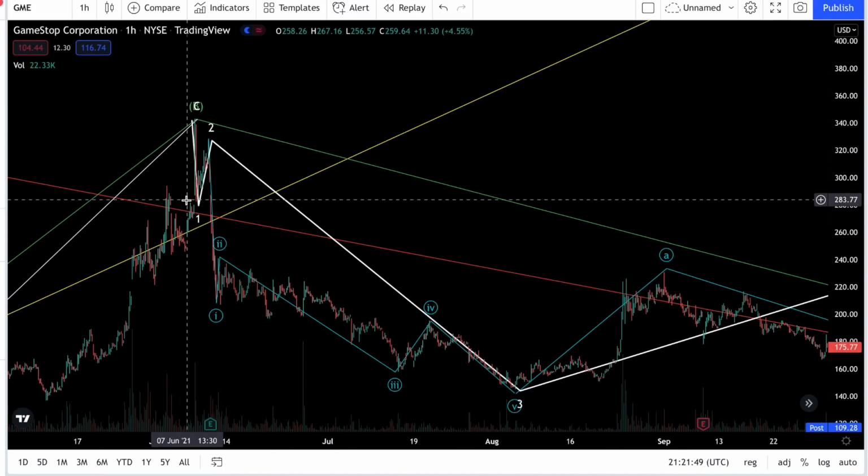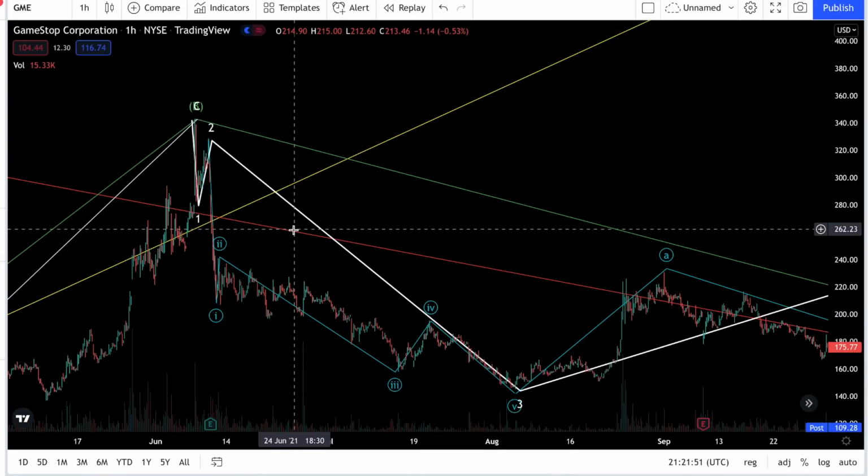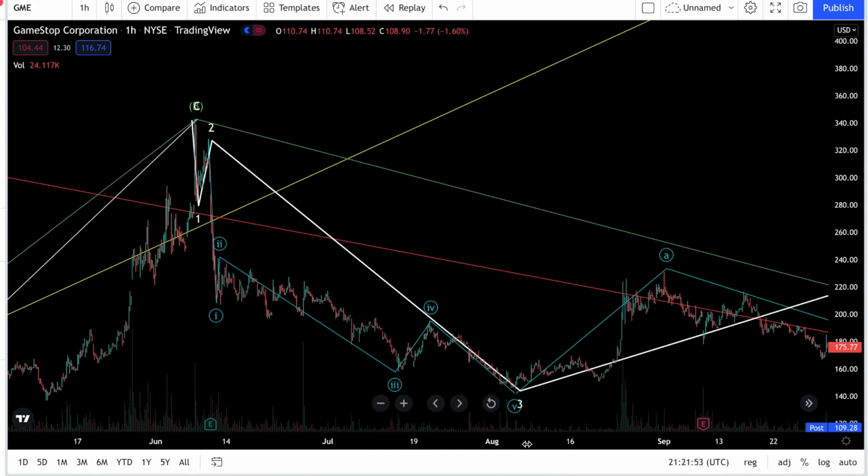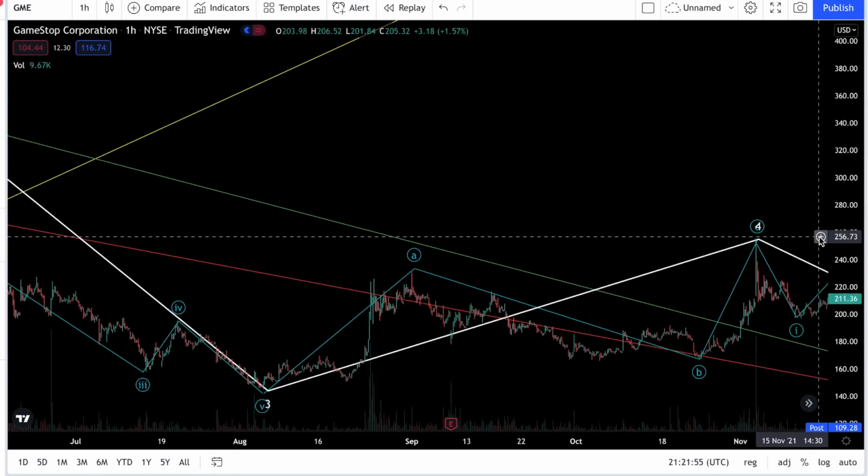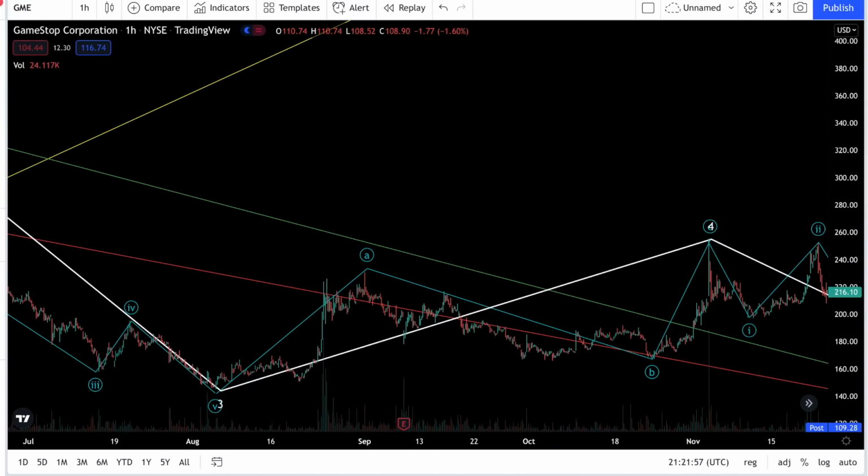So you're 1, 2, and then the third leg obviously is going to be comprised of 5 legs. So 1, 2, 3, 4, 5 into 3. 4 is going to be ABC. And again, we're looking for the same sort of relationship that I showed you earlier, where A and C are equal to each other at 1 to 1.